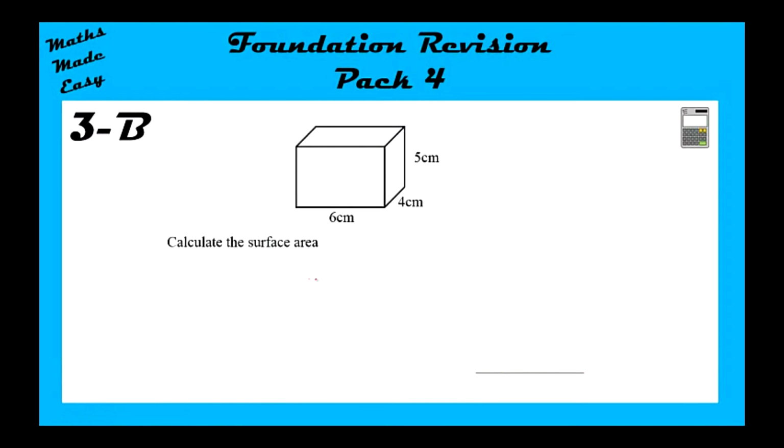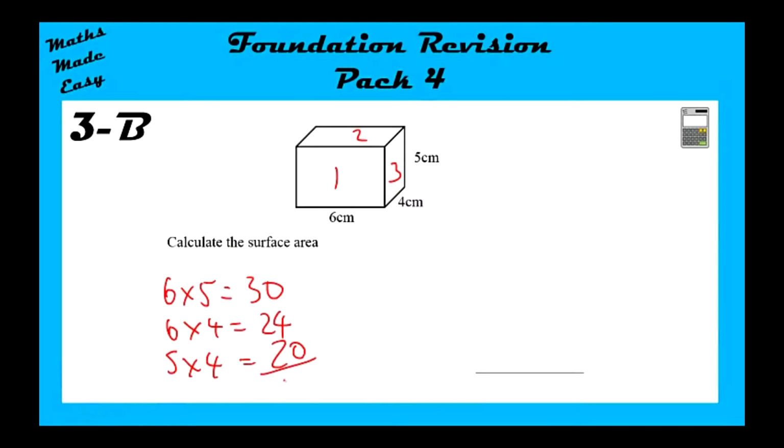Here's question 3b if you want to try it. So in the same way, we've got face 1, 2 and 3. Face 1 is 6 by 5, which is 30. Face 2 is 6 by 4, which is 24, and face 3 on the side is 5 by 4, which is 20. Add all those up and you get 74, and then 74 times 2 equals 148. So that's our answer, 148 centimeters squared.